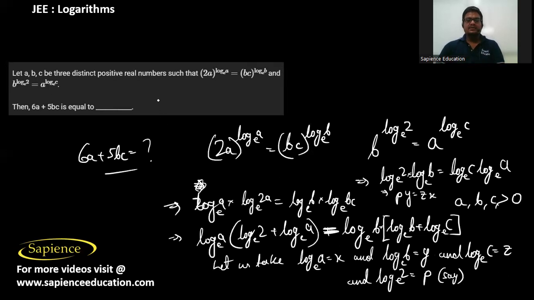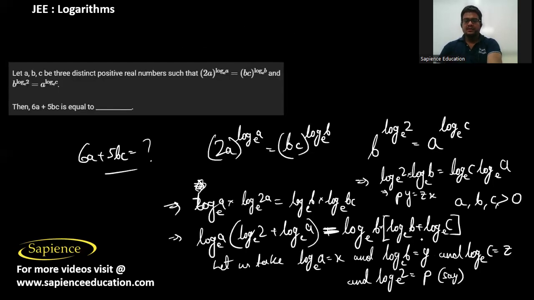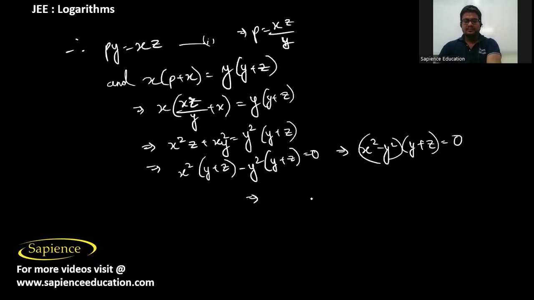Three distinct positive real numbers. So it means that y plus z cannot be 0. Therefore, x square should be equal to y square. It means that x will be equal to... now x can't be equal to y.